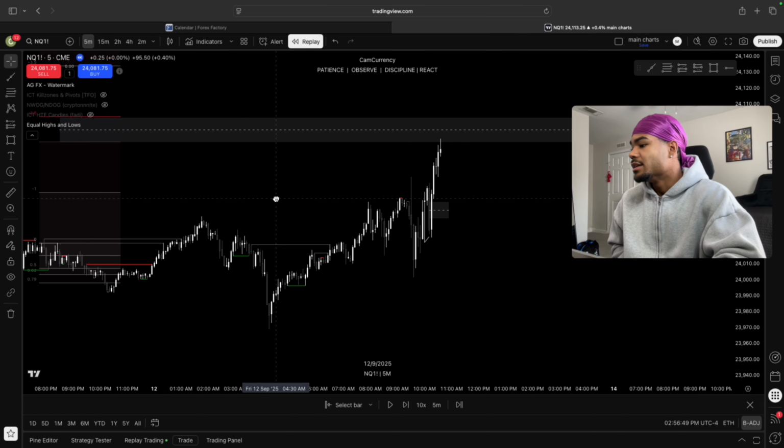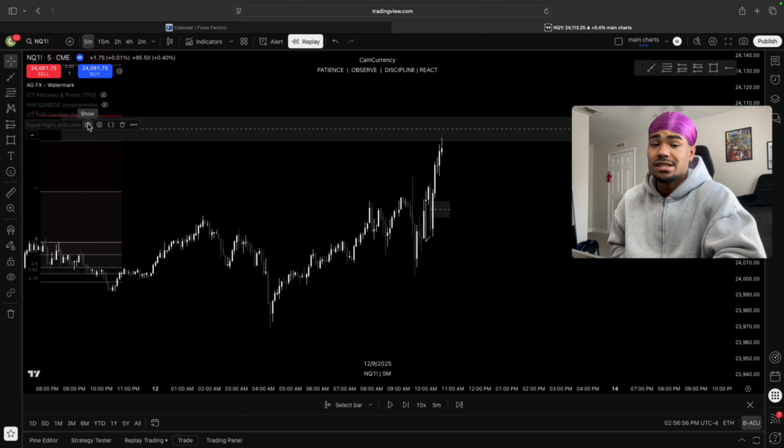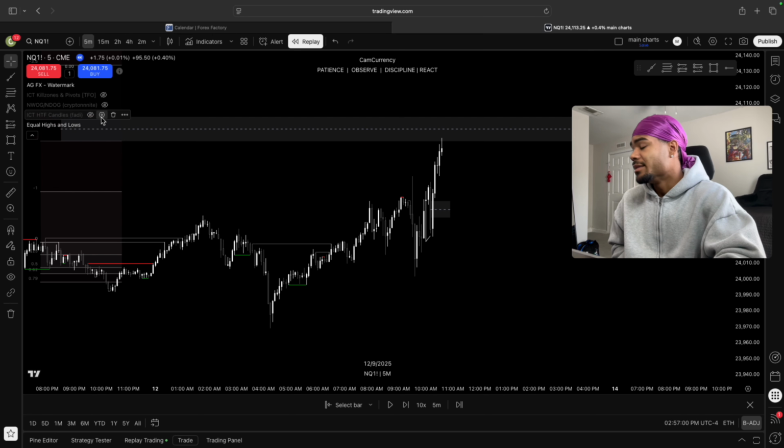Now, this is an indicator that I have not yet used. I was recommended it, so I'm gonna try it out. This is the equal highs and lows. Usually I'm just using these three right here. I just implemented this one literally just today. I was recommended it, so I'm gonna give it a shot. It basically just marks out every equal high and low within the market.